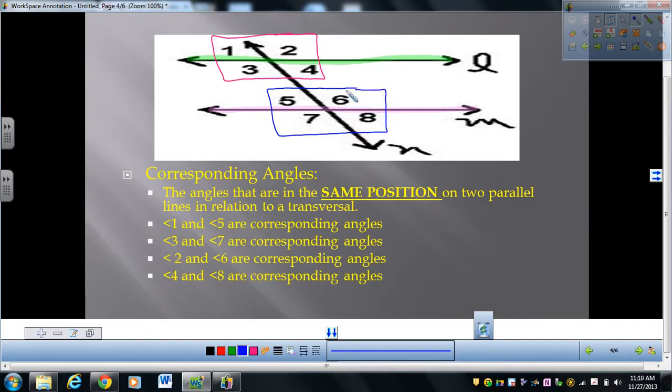It's almost like they're in two different classrooms. Same hallway, two different classrooms. And we want people to sit in the same spot. So if we've got Mark over here, and he's sitting in this seat over here in this classroom, then he needs to sit in the same seat in the other classroom. So I go down to this other classroom here, and he needs to sit in that same seat there. So 1 and 5, those two seats, those are the same seats in different classrooms, which makes them corresponding.